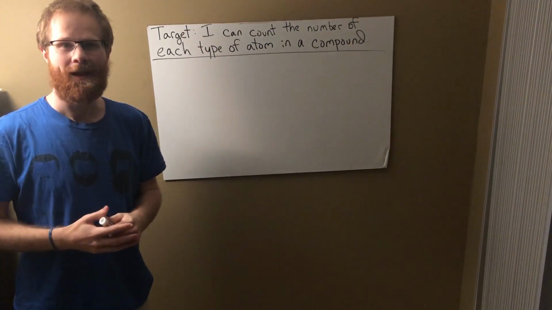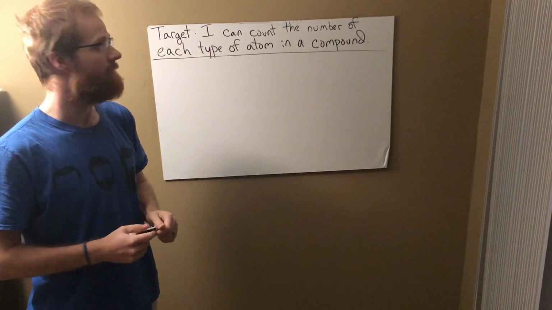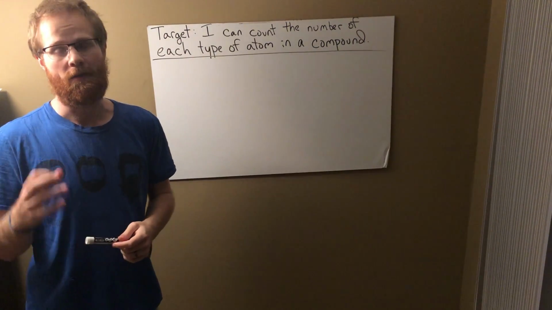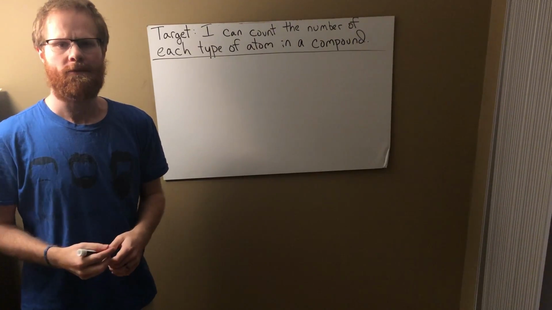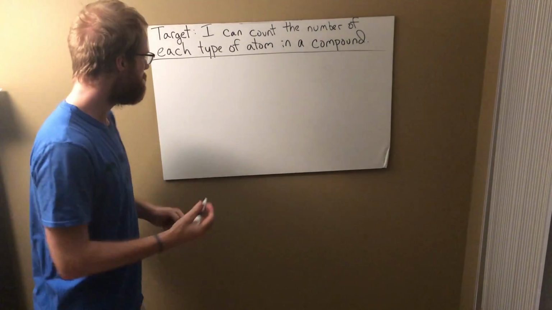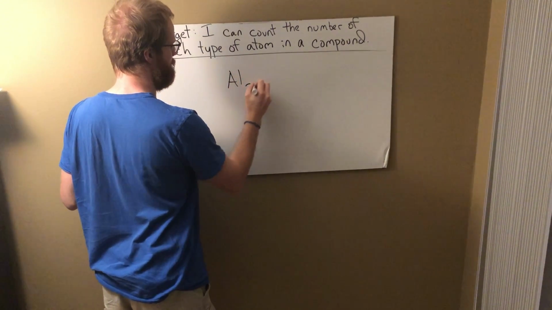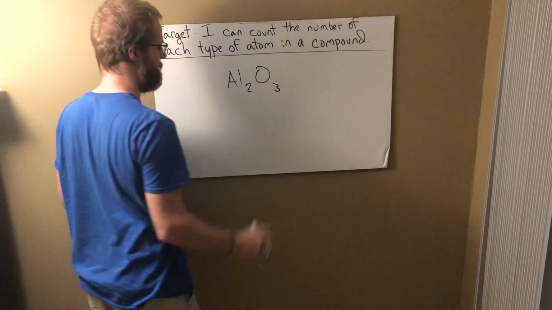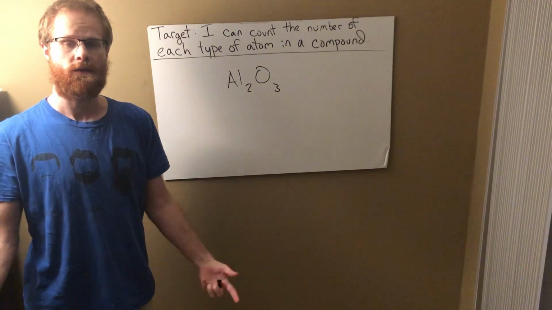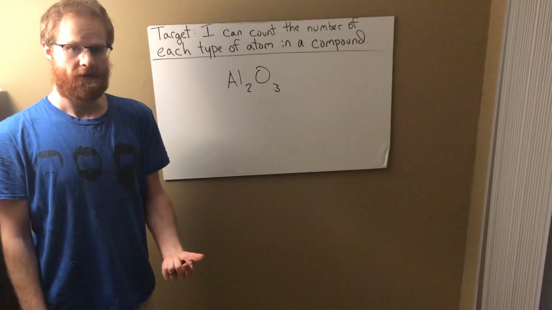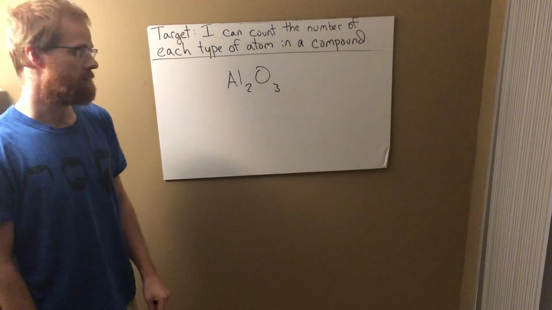Hi folks, happy Wednesday. Today's target is to be able to count the number and type of all different elements in a compound. Let's go over a couple of examples. Okay. So this is aluminum oxide. We've seen it in class before. Let's take a quick moment and make sure we understand how to count the atoms in this particular compound.